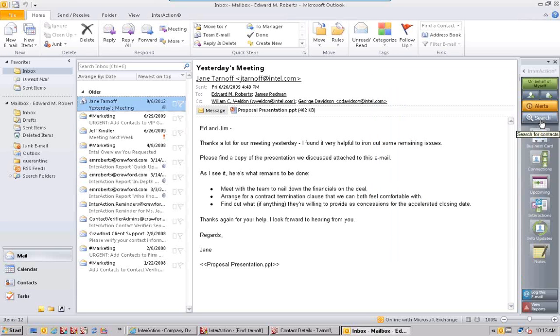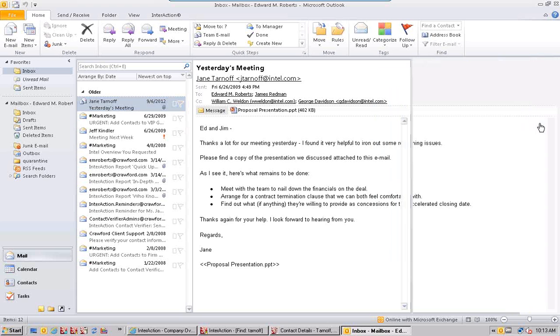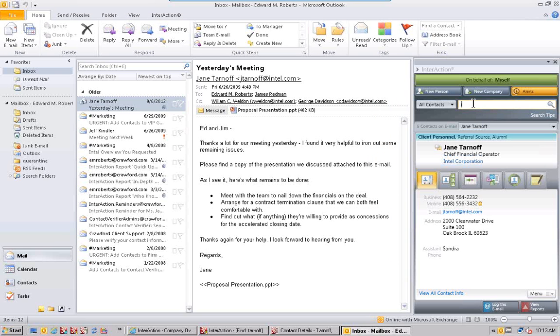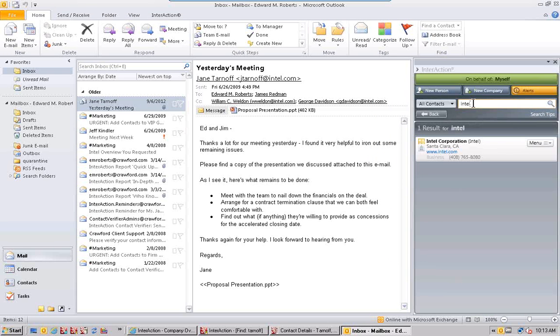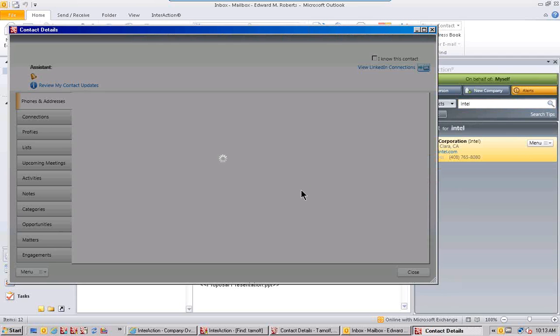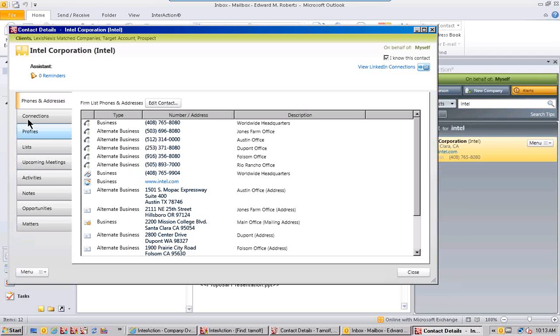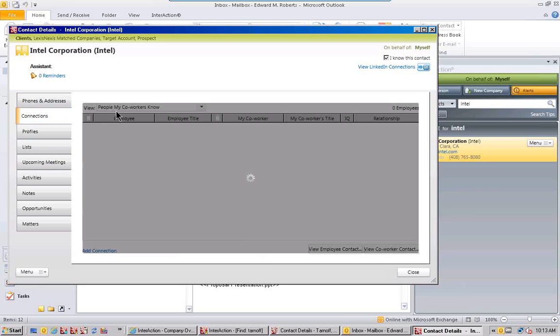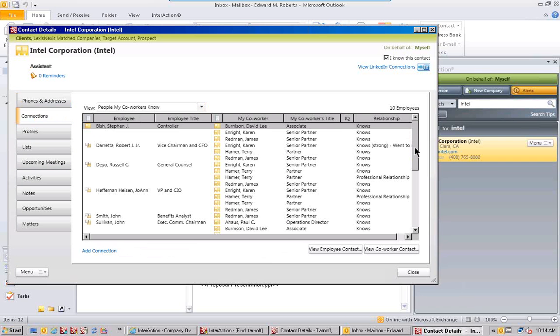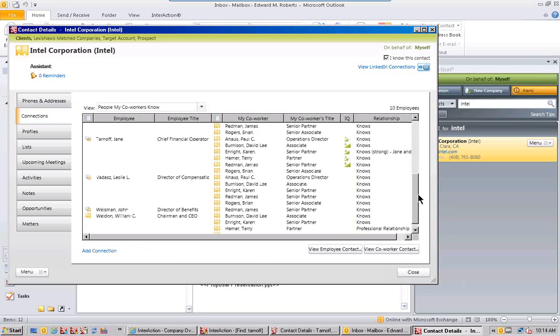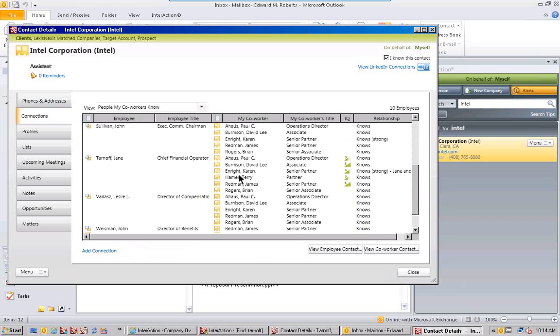Or if I search for a contact, again, if I search for Intel or another person, I can see that contact detail record. So if I look at Intel, I can see that contact detail record. And I can look at all the connections. And with the who knows who relationship, I'm able to see who's got the highest scores to Intel. So this is great. I can now leverage who's got the strongest relationships at my firm.